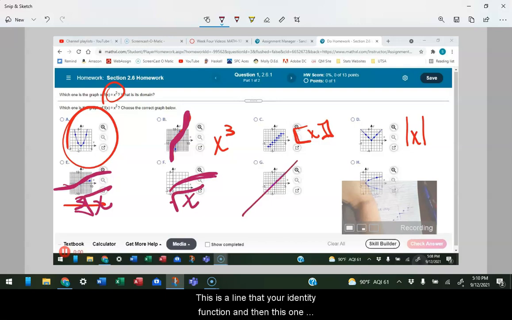This is a line, that's your identity function. And then this one over here, which I don't know if you can see or not, that's a sideways parabola. That's not a function. That fails the vertical line test, so you should know right off the bat that's not it.